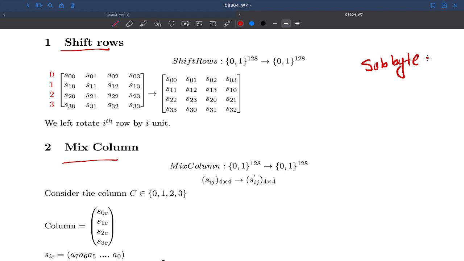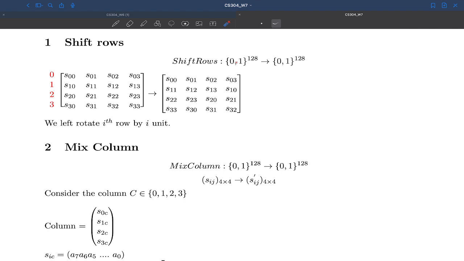We have already discussed sub-byte. Now we have to learn shift rows and mixed column. Sub-byte was the toughest among these three. So if you understood sub-byte well, then shift rows and mixed column will be easy for you. So shift row is the easiest function.